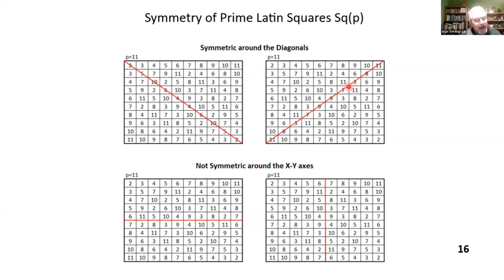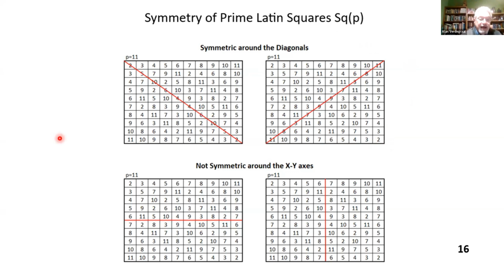And the same thing with the other diagonal. See, this 2 is going to mirror the 2 over here. And the 2 3s, they will match up. So we can fold the array along the diagonals and the numbers will match up.